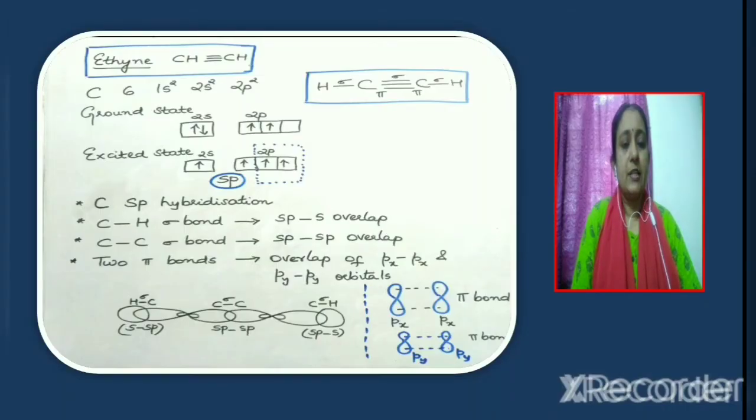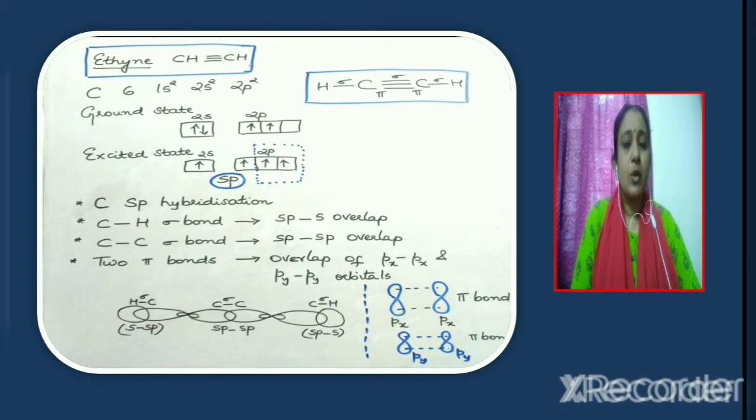Consider ethine, CH triple bond CH. The structural formula of ethine is given. From the structural formula, it is clear that each carbon has to form 2 sigma bonds and 2 pi bonds. The triple bond is made up of 1 sigma and 2 pi bonds. So let us now try to find out the state of hybridization of both the carbon atoms present in ethine.